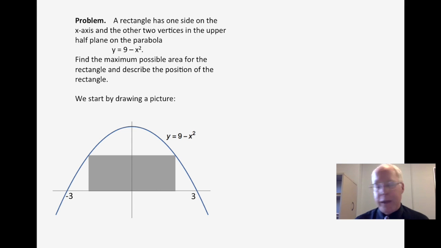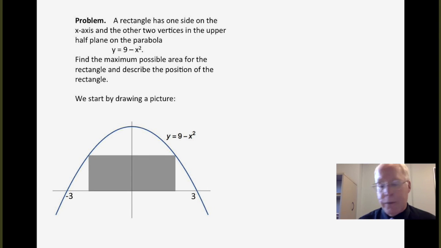Okay, here's the picture I came up with. The parabola y equals 9 minus x squared, pretty obvious that you want to draw that. And then here is a possible picture of a rectangle with one side on the x-axis as described and the other 2 vertices up here on the parabola.